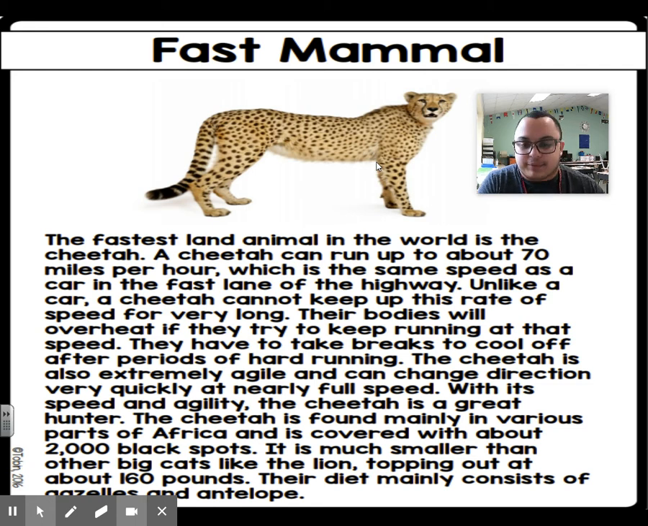So let's start reading. The fastest land animal in the world is the cheetah. A cheetah can run up to 70 miles per hour, which is the same speed as a car in the fast lane of the highway. Unlike a car, a cheetah cannot keep up with this rate of speed for very long. Their bodies will overheat if they try to keep running at that speed. They have to take breaks to cool off after periods of hard running.